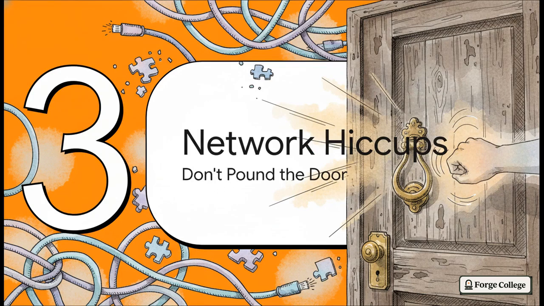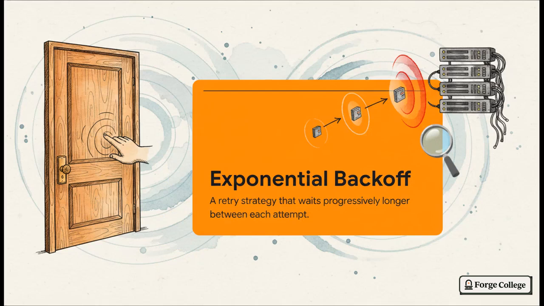Handling network hiccups. Don't pound on the door. Okay, to handle those transient RPC errors gracefully, we implement something called exponential backoff.